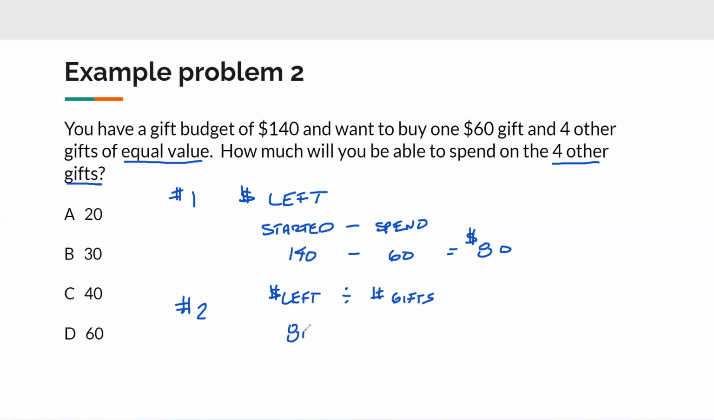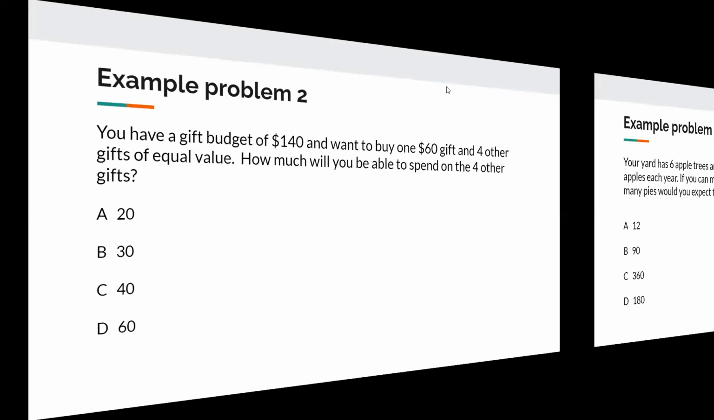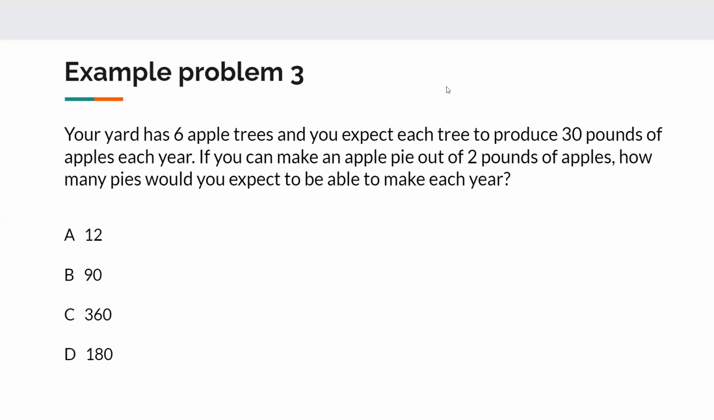We have $80 left. We divide by 4 gifts, and each of those gifts will be $20. Answer A. 2 steps. Find out the amount left and then divide by 4. When you're done, that should kind of make sense to you. If you go back and read the problem, it should all kind of fit.